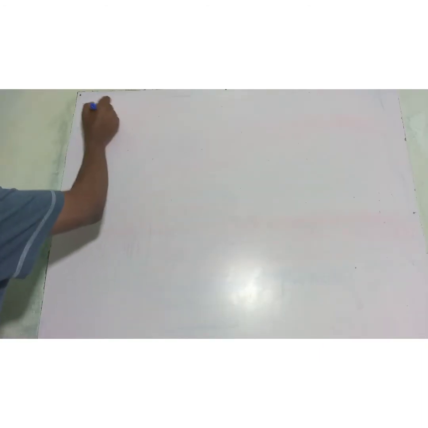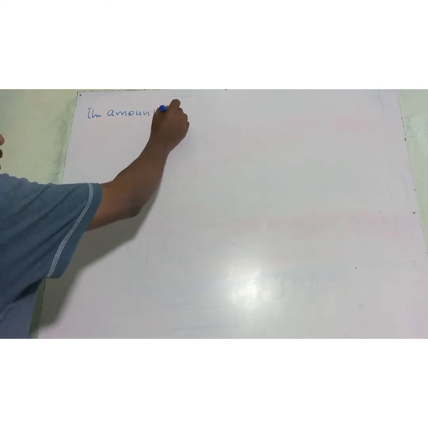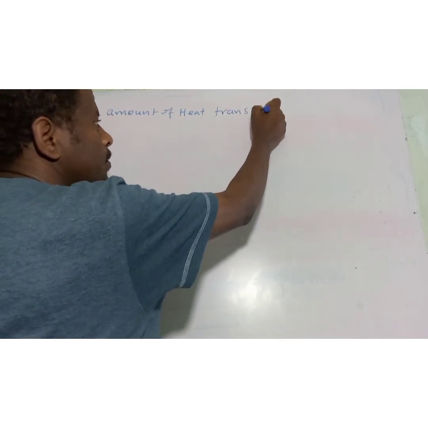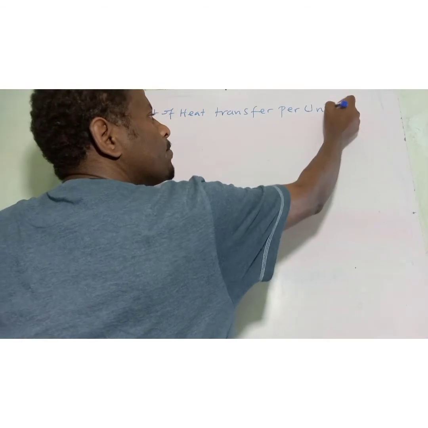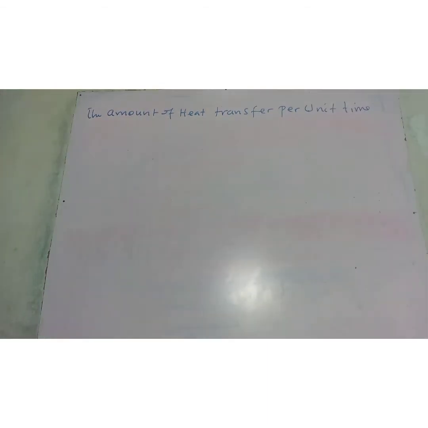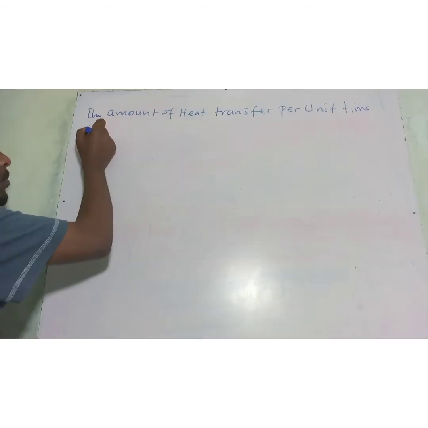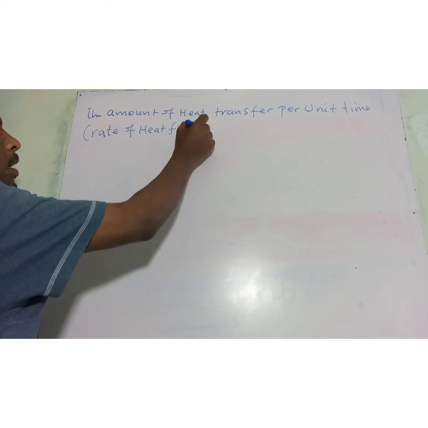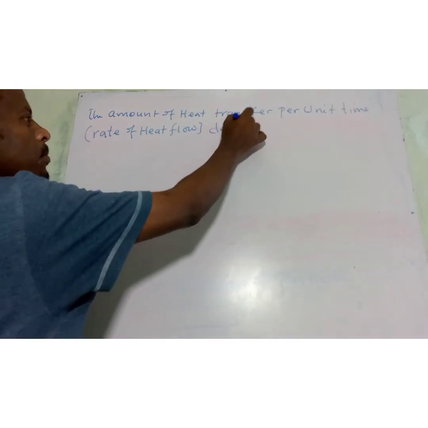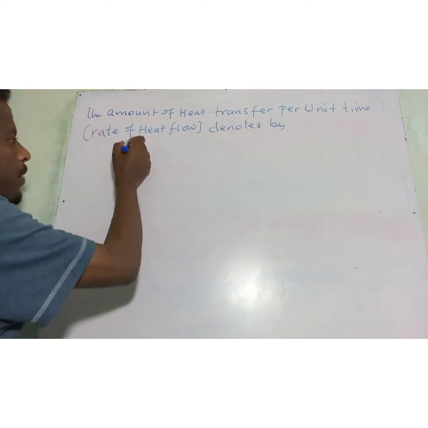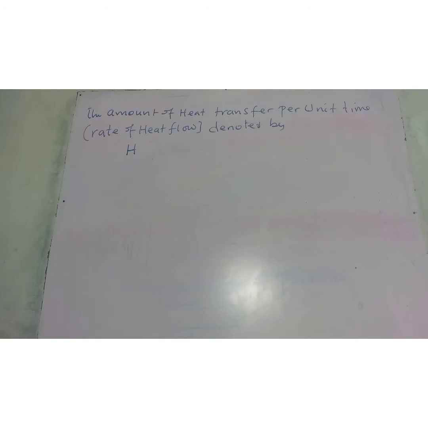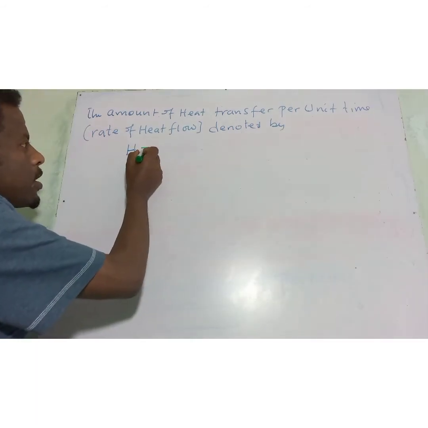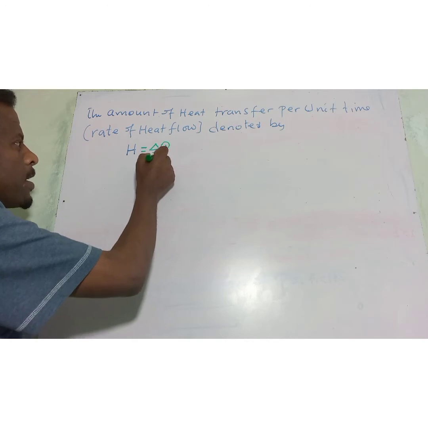The amount of heat energy or thermal energy transferred per unit time, which is the rate of heat flow, is denoted by H, which is the rate of energy, denoted by delta Q over t.